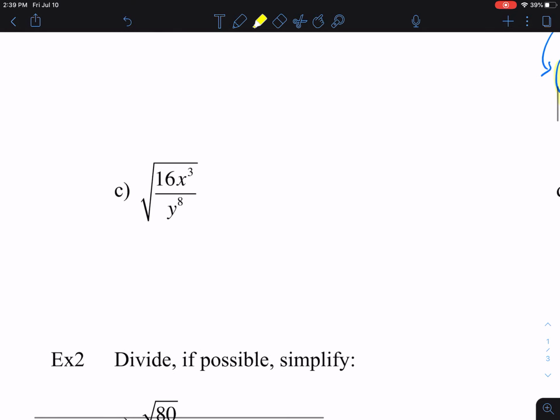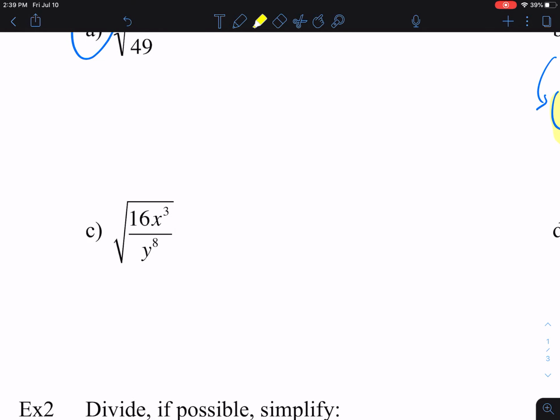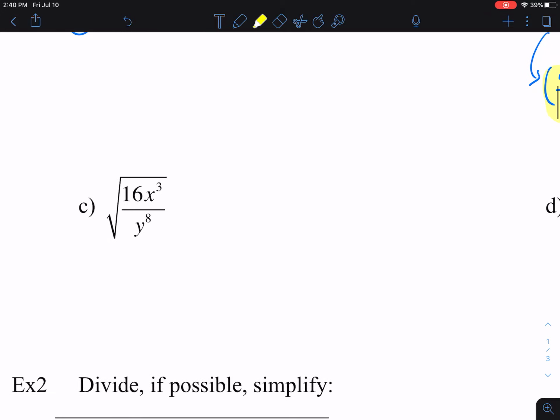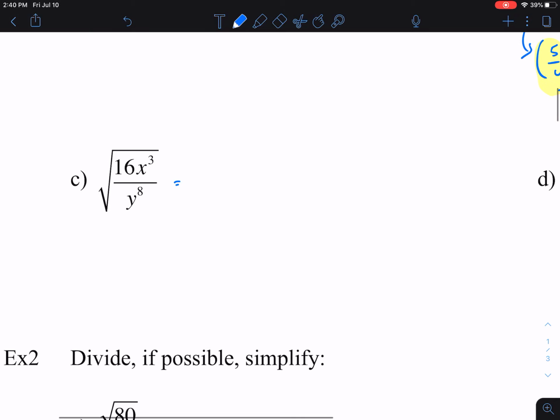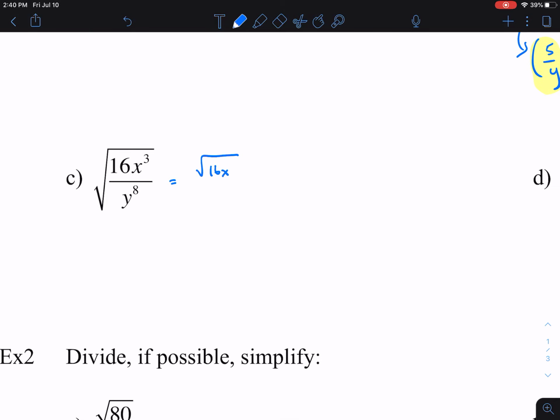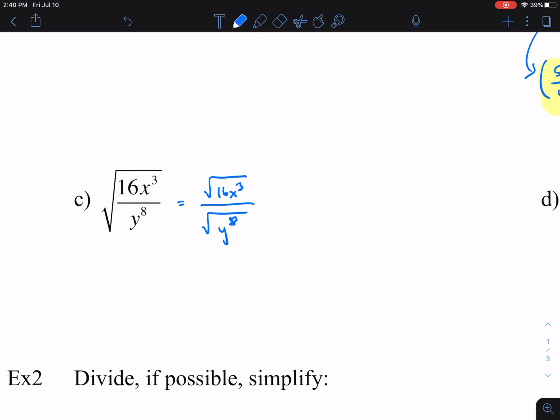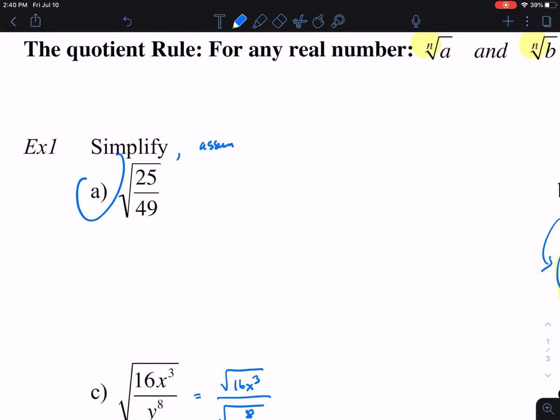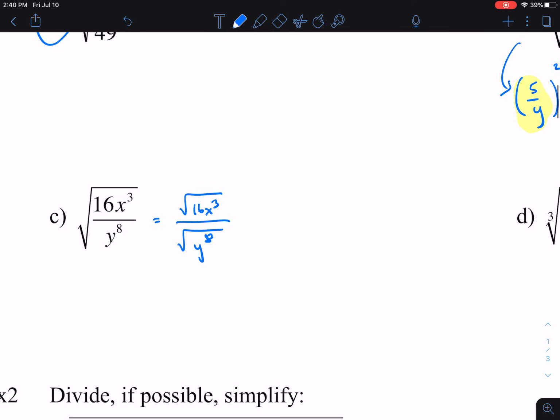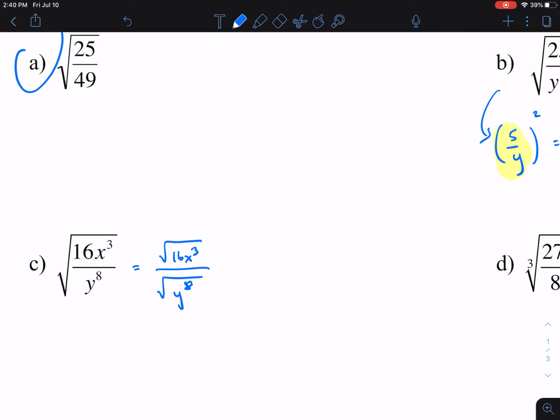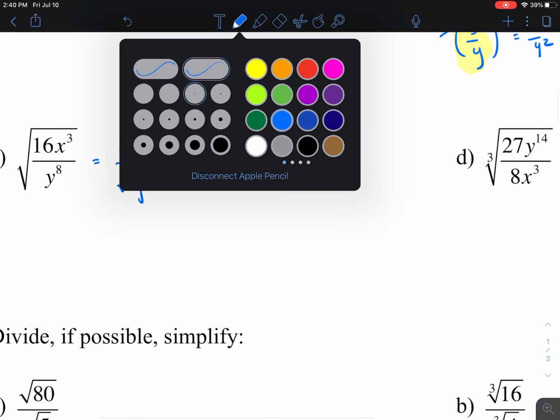All right, so let's look at this one. This one is a little harder because the radicand is not a perfect square fraction. So we want to apply the rule of radical division and split this into a quotient of two radicals. So we have the square root of 16x to the third on top, divided by the square root of y to the 8th. When we simplify variables, we want to assume that all variables are positive, since the radicands cannot be negative. Okay, so how do we simplify this?